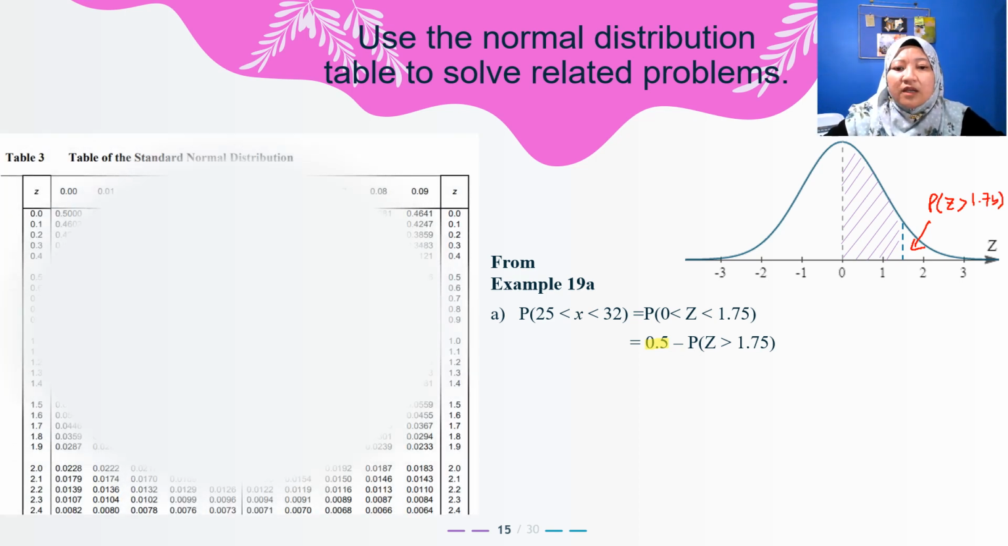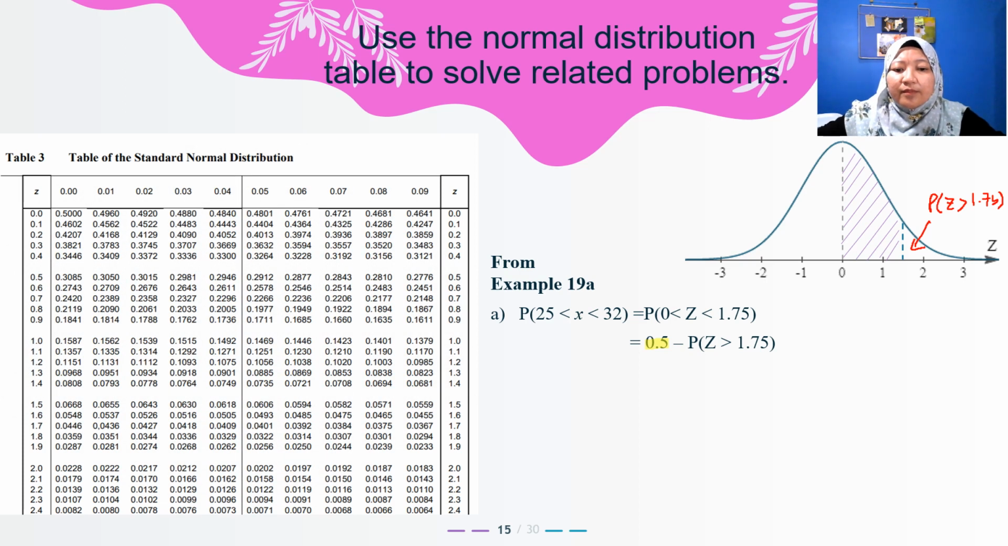1.75. Okay, refer the table. Find 1.75. 1.7 plus 0.05. So we have 0.0401. And the total area for this area is 0.4599.